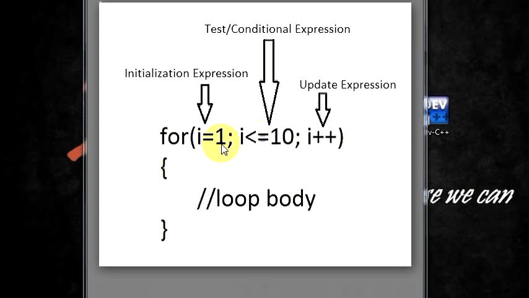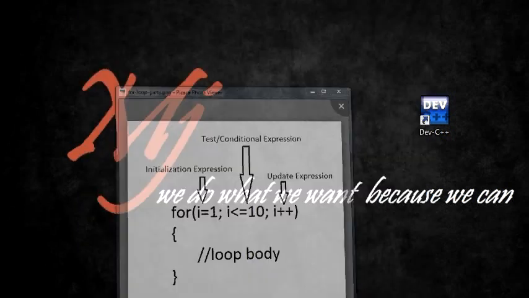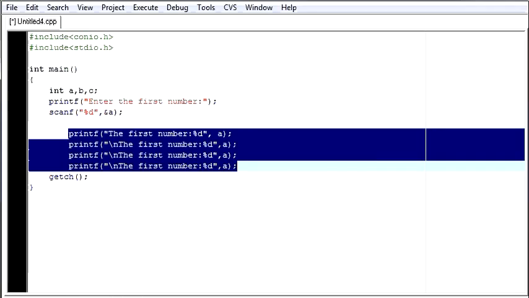Your I value is 1, so I should be less than or equal to 10. Is 1 less than or equal to 10? Yeah, it is. So it gets incremented, 1 gets incremented by 1, and whatever you write over here will be executed. Then again it comes over here. As your 1 has been incremented, your I value is now 2, and this keeps on until your value becomes more than 10. So now let's write a program which explains all this.